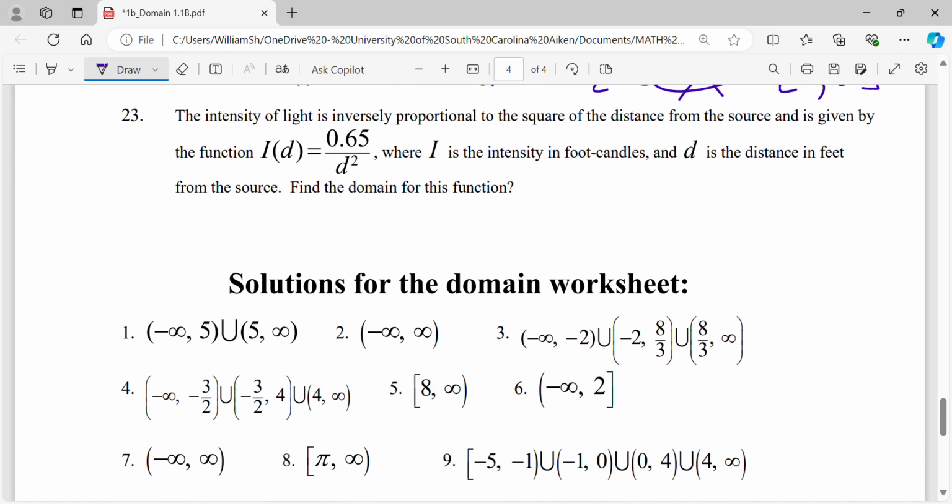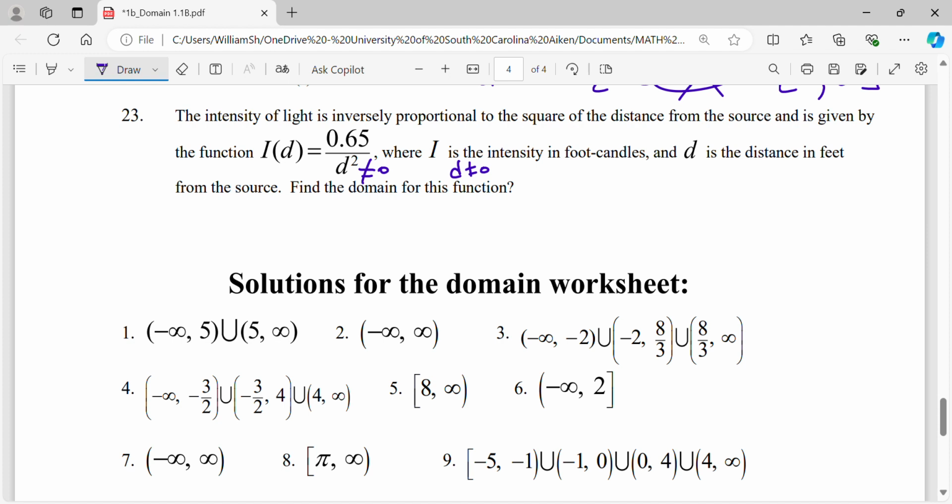Alright, number 23, the intensity of light is inversely proportional to the square of the distance from the source. It's given by the function I of D equals 0.65 divided by D squared, where I is the intensity in foot candles and D is the distance in feet from the source. Let's find the domain of this function. Straight off the bat, we see that this denominator cannot be equal to 0. D squared not equal to 0, same thing as D is not equal to 0, because if you took the square root of both sides, the square root of 0 is 0, so we know that D can't be 0.